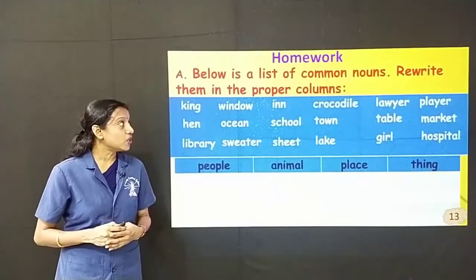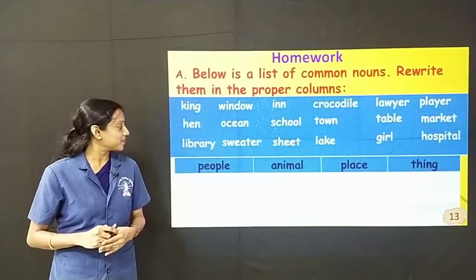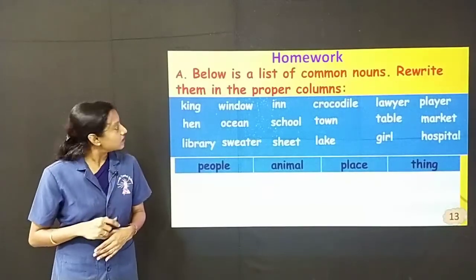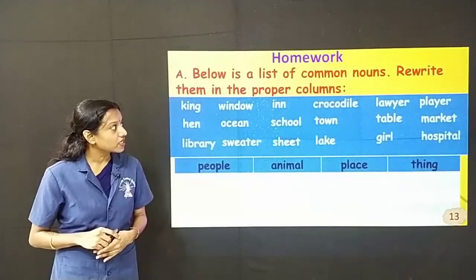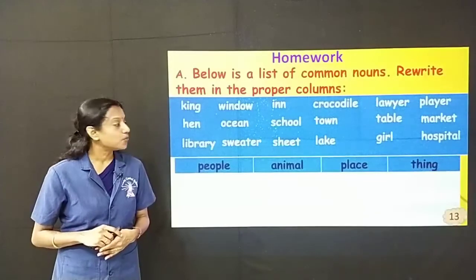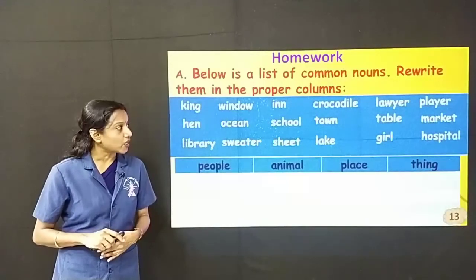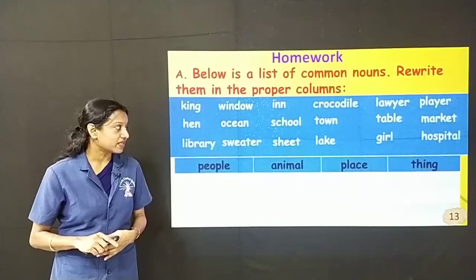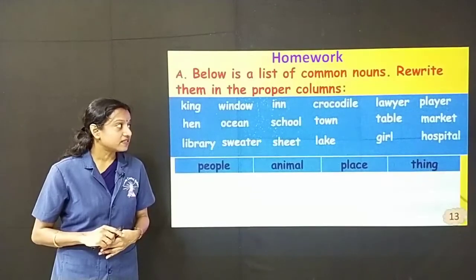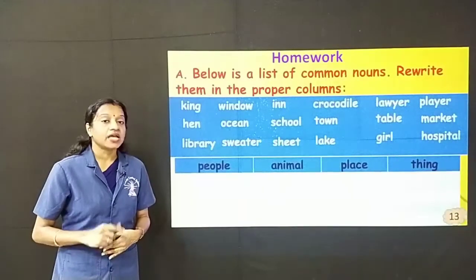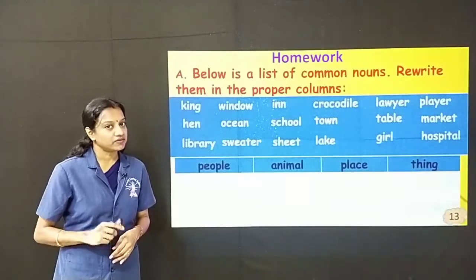Exercise A: below is a list of common nouns, rewrite them in the proper columns. So children, let's look at the word bank here. King, window, inn, crocodile, lawyer, player, hen, ocean, school, town, table, market, library, sweater, sheet, lake, girl and a hospital. Now I am going to do one of each and then the rest will be for your homework.